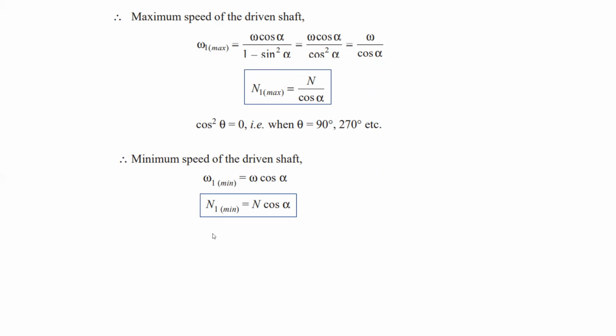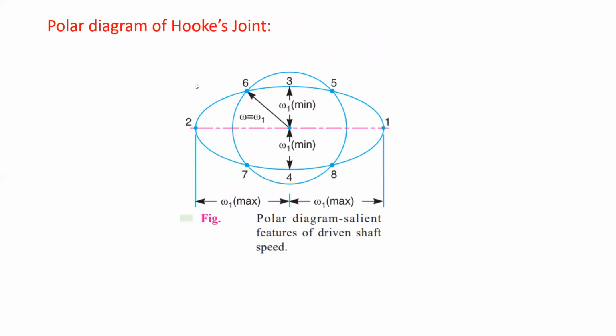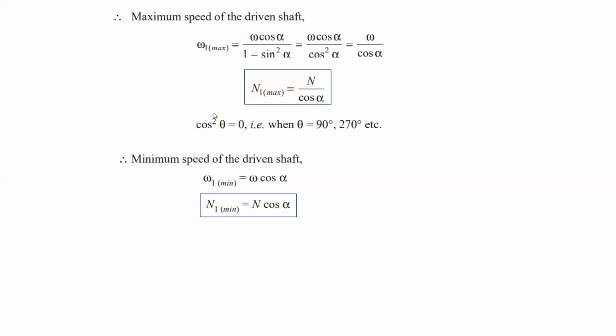Okay. So next is the polar diagram of Hooke's joint. With the help of that diagram, it is shown how the angular velocity of the driven shaft, omega 1, varies with respect to theta.